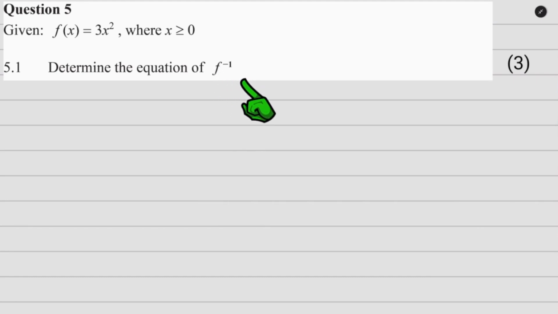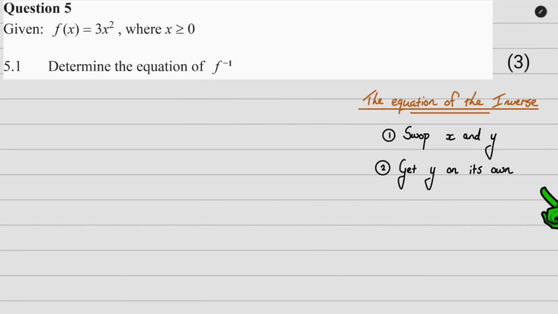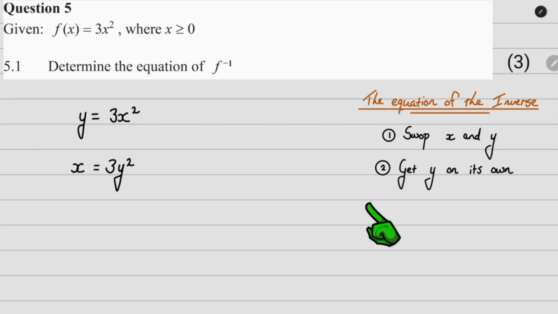And to get the equation of the inverse, you've got to remember these two steps. So first what you're going to do is you're going to swap x and y, and then we're going to get y on its own. So let's grab our formula. This f of x is a placeholder for y, so I'm going to change it to y. And now I'm going to swap the positions of x and y. And now I'm going to focus on getting y on its own.